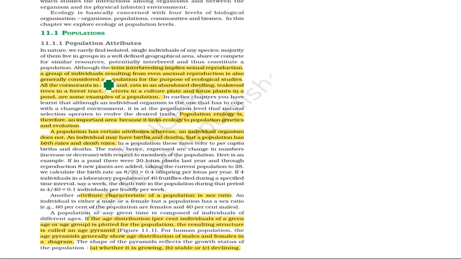See here, population attributes. NCERT says the term inbreeding. What is the meaning of inbreeding? It implies sexual reproduction, a group of individuals resulting from it. Though it means sexual reproduction, NCERT says a group of individuals resulting from even asexual reproduction.